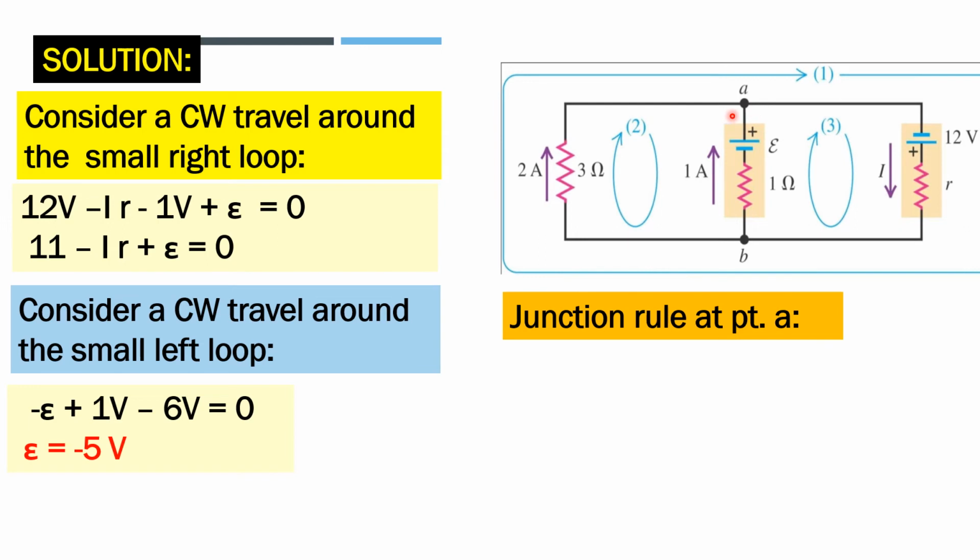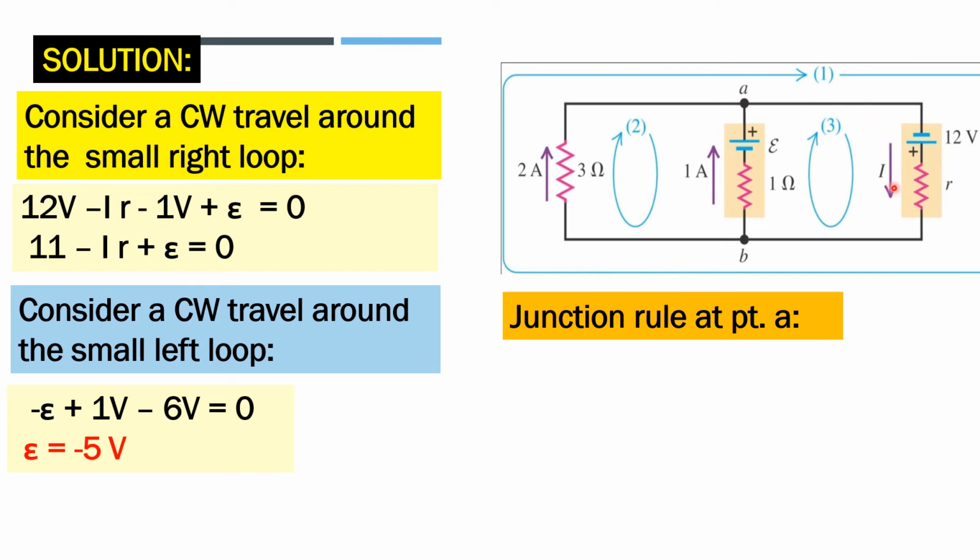Now, the given current that passes through this rundown battery is also directed into the junction point A. So the 2 amperes and the 1 ampere current are both directed into the junction at point A. But the other current, the unknown current denoted by capital I, if you trace it back, actually is leaving or moving away from junction point A.